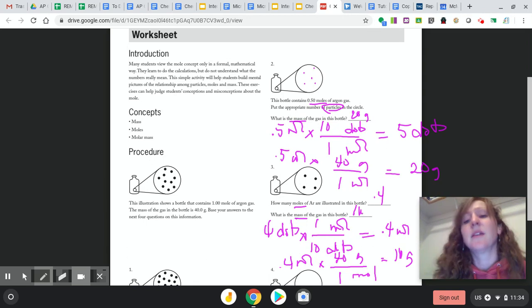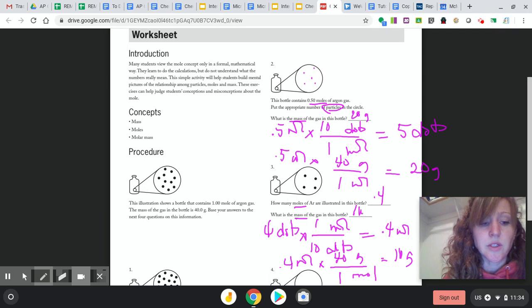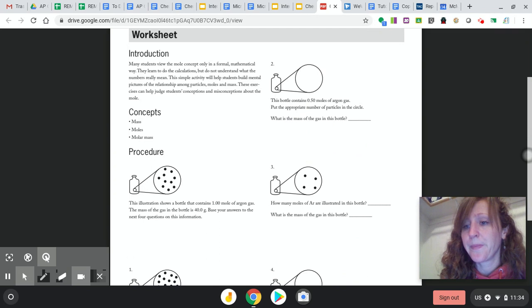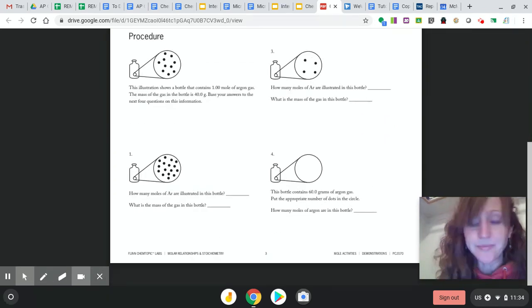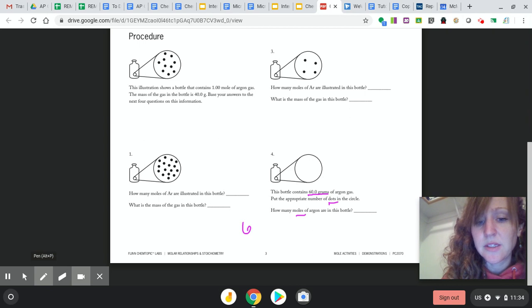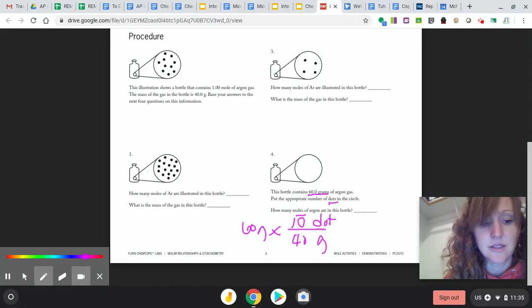Okay, again, if this is helping you to watch this video, you might want to pause it here before we do number 4. I'm going to erase what we have and move it down so you can see number 4. All right, and in this one, they tell us that it contains 60 grams. They're starting us at grams, and then they want dots and moles. So 60 grams. And I want to get out of grams and get to dots. I know that 40 grams is the same as 10 dots.